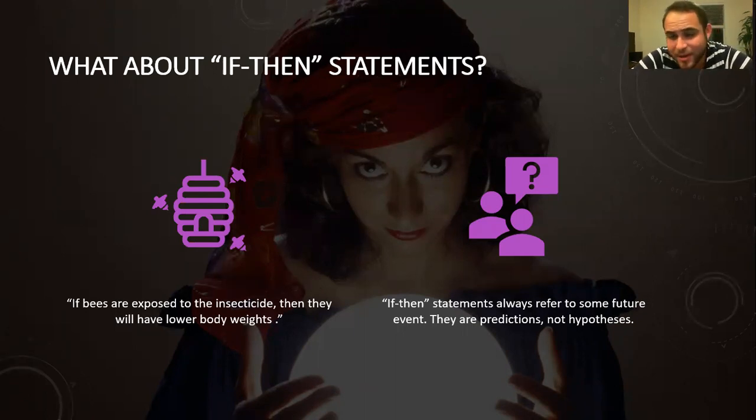So for example, let's use the bees example. Bees were exposed to insecticides. If bees are exposed to insecticides, then they will have lower body weights. Okay, cool. You can test for that, but you're not asserting something, you're predicting something. So it's more on the wording than anything.